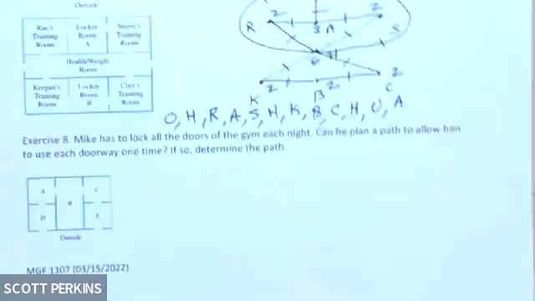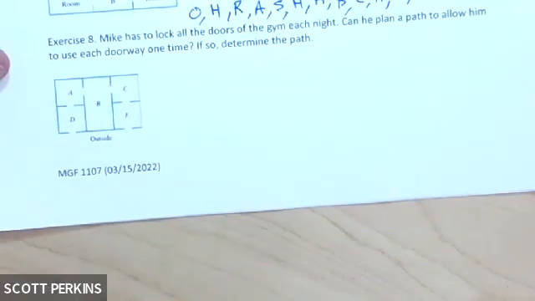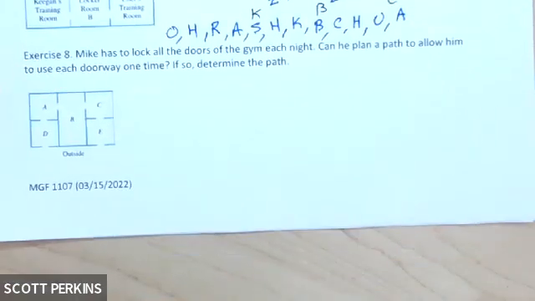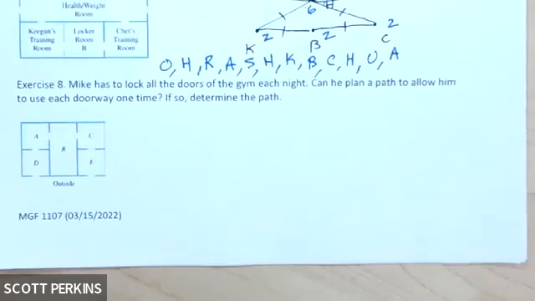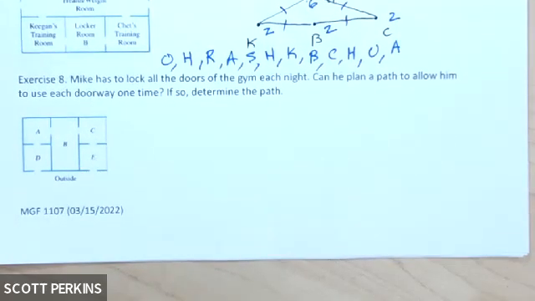So do the same thing for exercise 8. That's a little bit of a simpler floor plan, and determine if we could go ahead and find a path that goes through every door once for that.